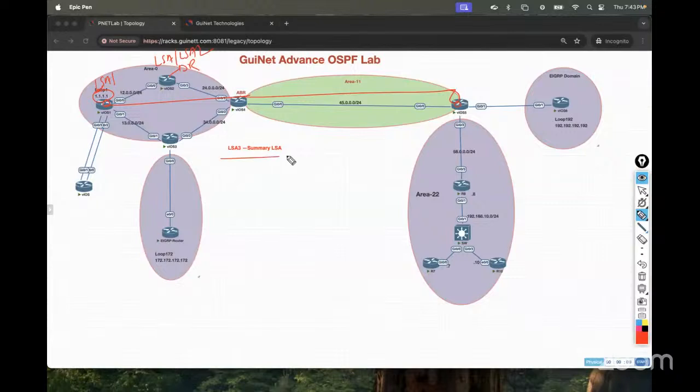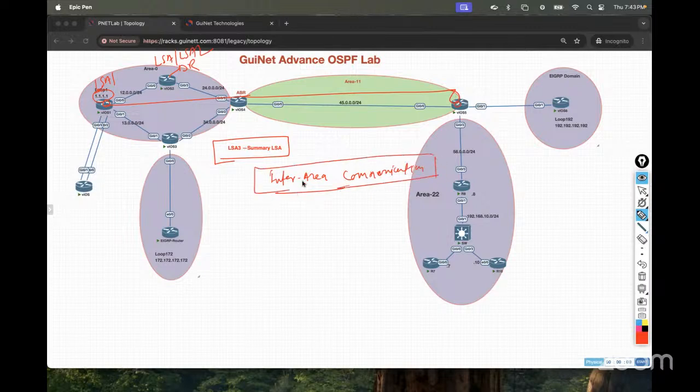That is your LSA3, the summary LSA, that is going to travel between your areas. So this is going to allow inter-area communication, where you make communication from one area to another area. That's why the LSA3 is always advertised by the router that is the ABR, the area border router, which has connectivity to two areas. You can see this is one area connectivity and this is another area connectivity. If anything comes from here, it is his responsibility to advertise here. Anything coming from here, it's his responsibility to advertise to this area also.